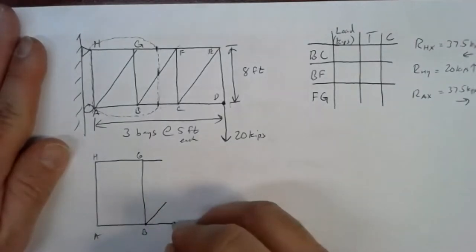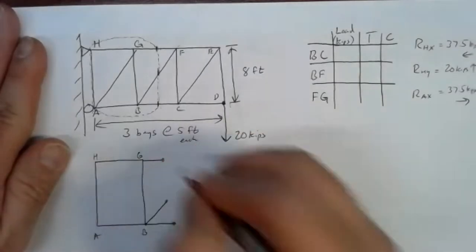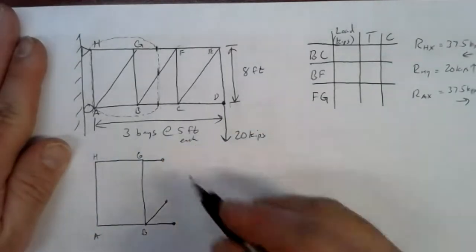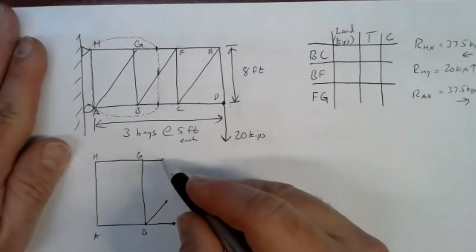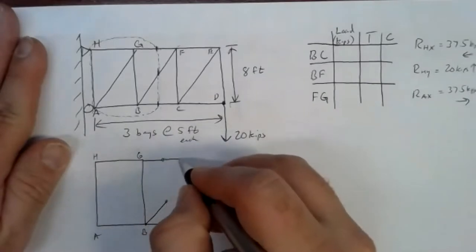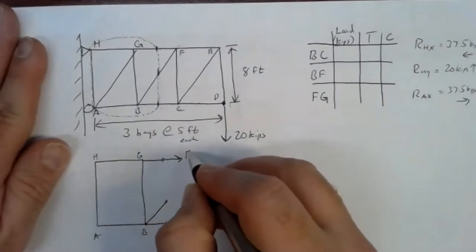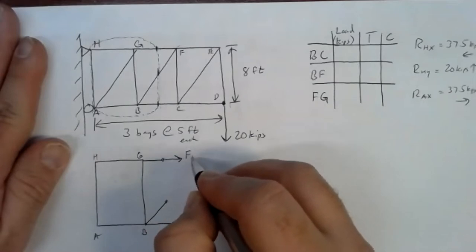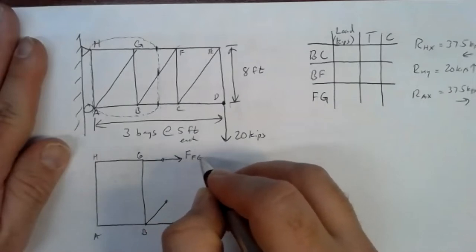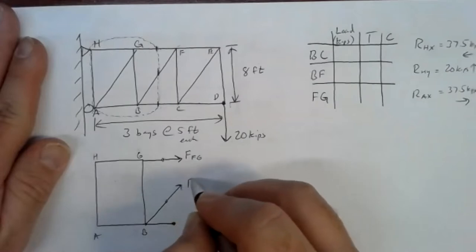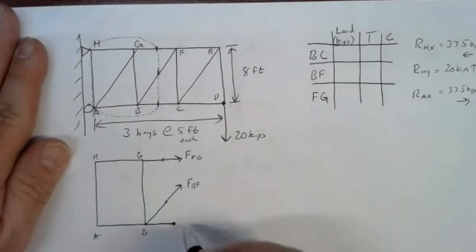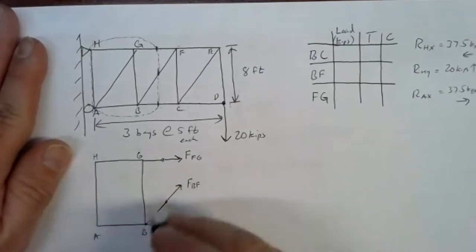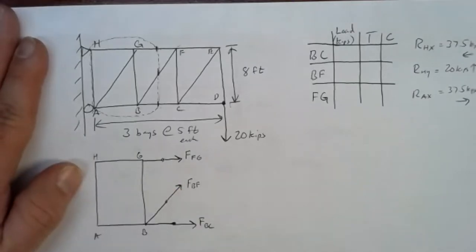So this is where I've cut through. I've cut through these 3 members. If at the instant I cut through, I apply exactly the right amount of force on that member, let's say FG here, or FBF here, FBC here, that will hold the rest of the truss in equilibrium.